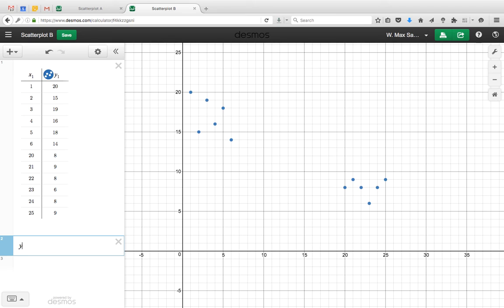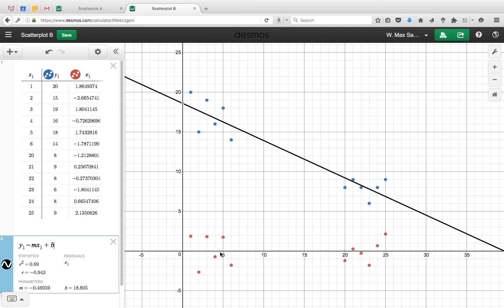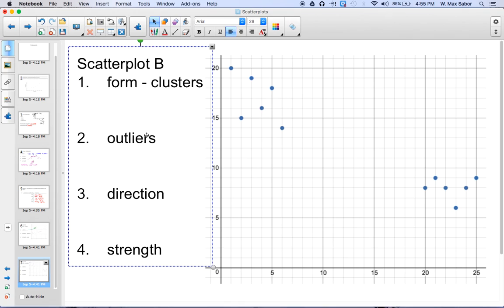So once again, I'll type in y1 is approximately mx1 plus b, and it will give me the line of best fit. That seems like a reasonable line of best fit. If I plot the residuals, well, let's see. All of these points seem reasonably close to the line. They're not quite as close as they were in the previous one, but they're all about the same distance compared to each other. So there's nothing that's really far off the pattern. I would say that there are no outliers.